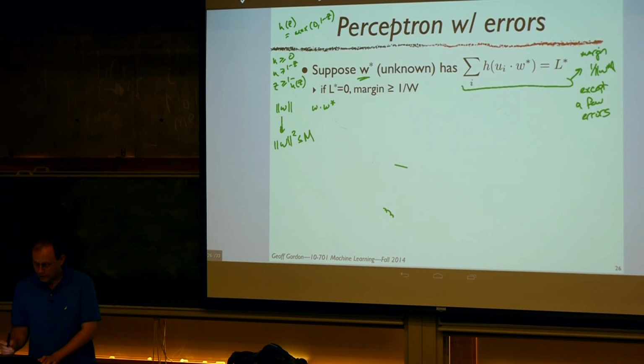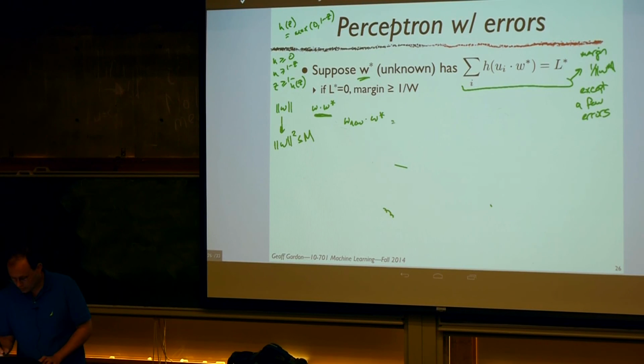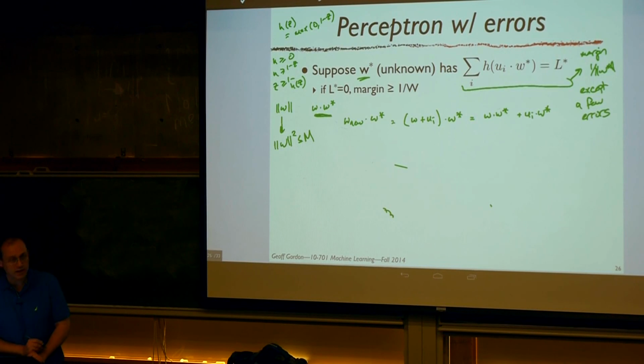If we try to analyze this other quantity, that analysis is going to be slightly different, but it's not going to be very different. So let's take a look. We get that W new dot W star is equal to, well, on a mistake, W new is W plus UI, so W new dot W star is equal to W dot W star plus UI dot W star, right? And so now the only change is that we're going to bound UI dot W star a little bit differently.